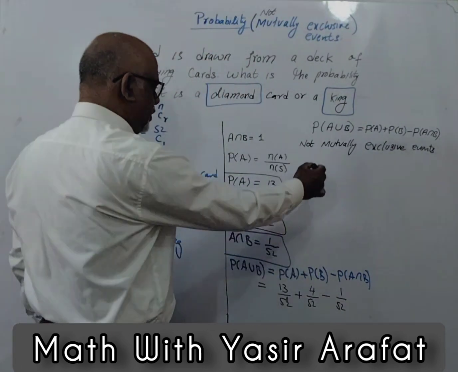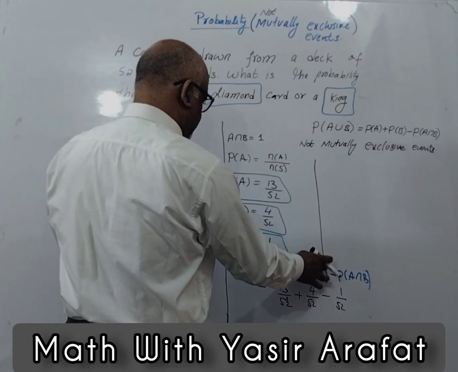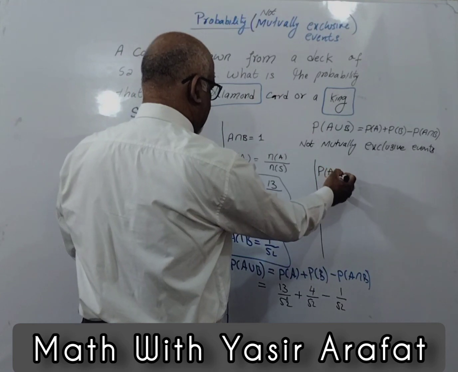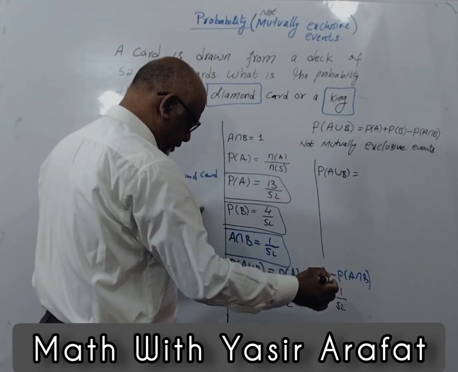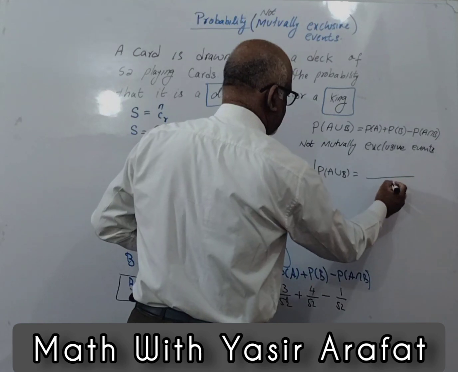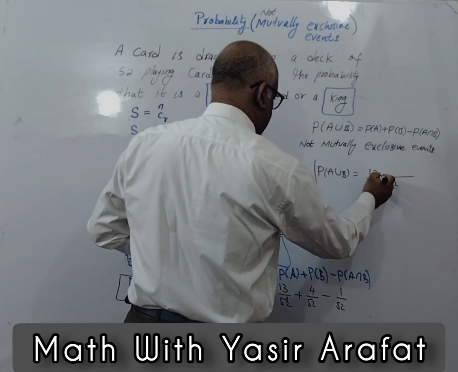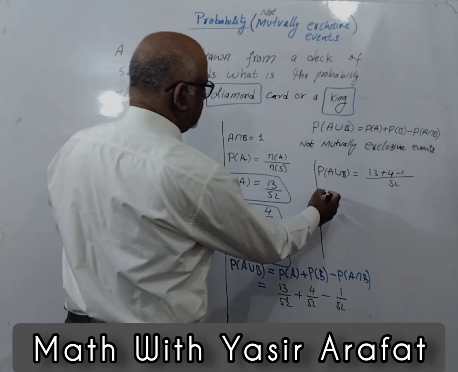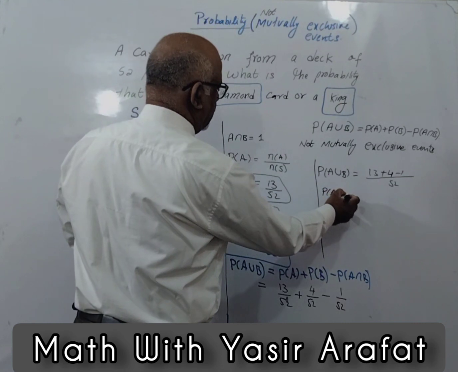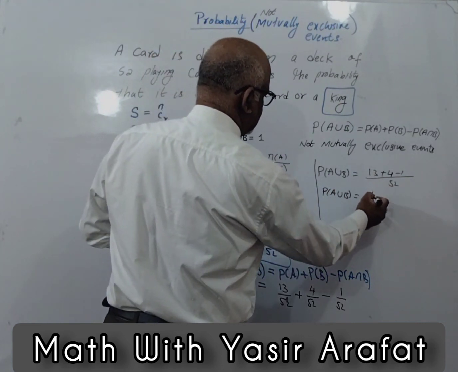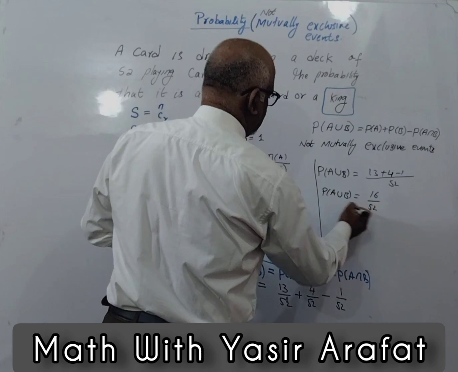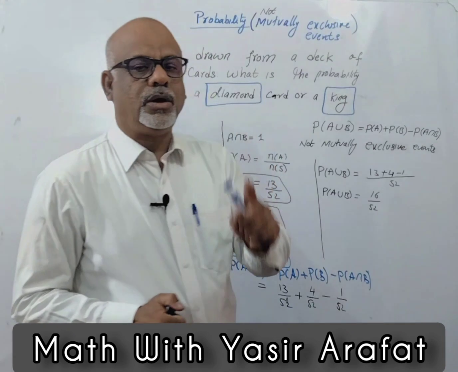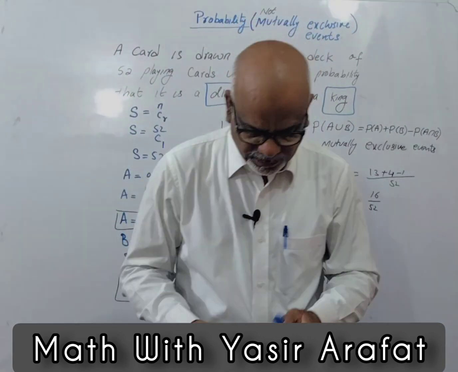So just take out the LCM here, that is 52. 13 plus 4 minus 1. So this is P of A union B, that is 16 over 52. Just simplify it. You will get the answer for not mutually exclusive events.